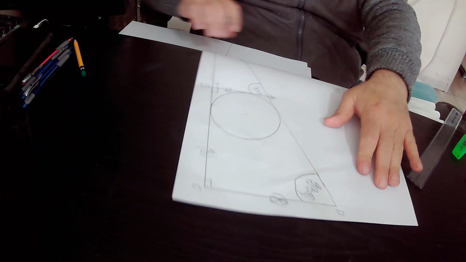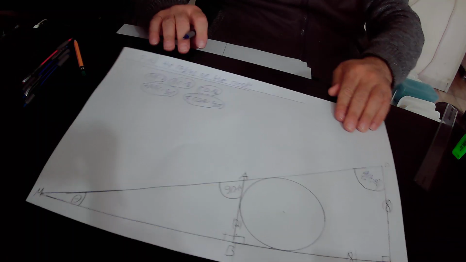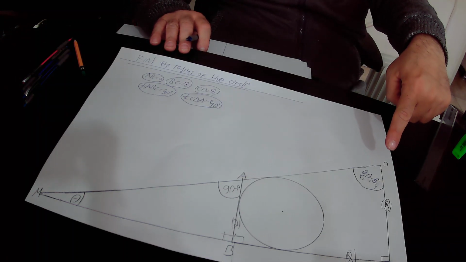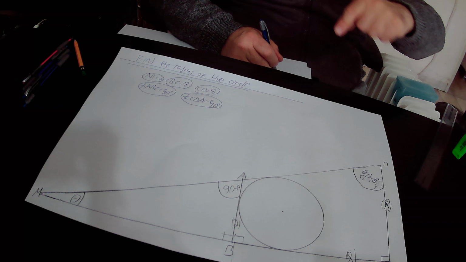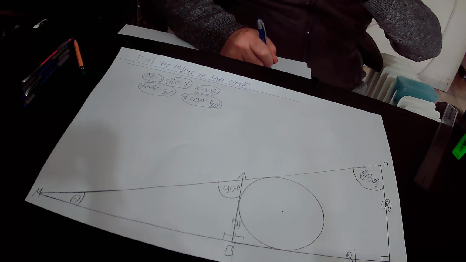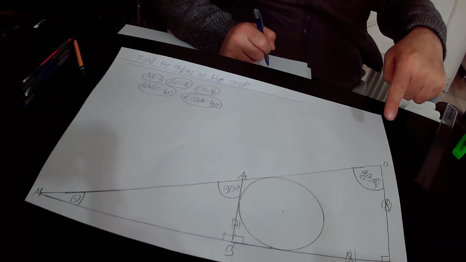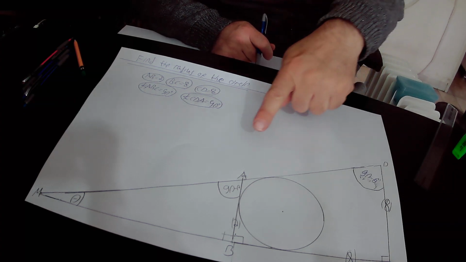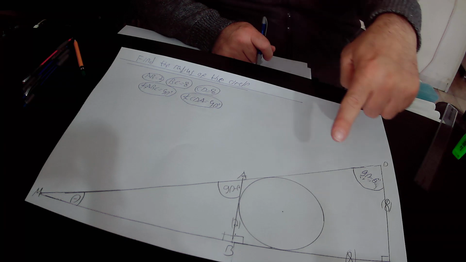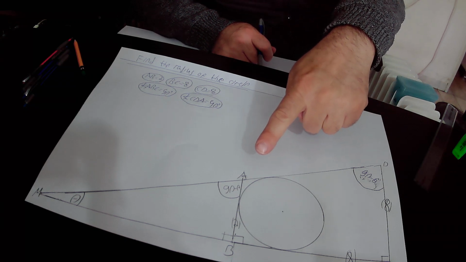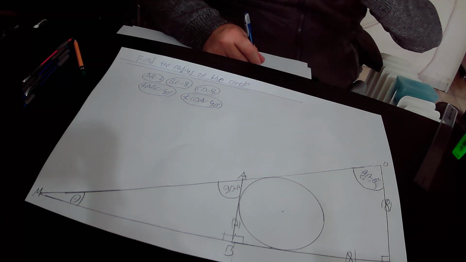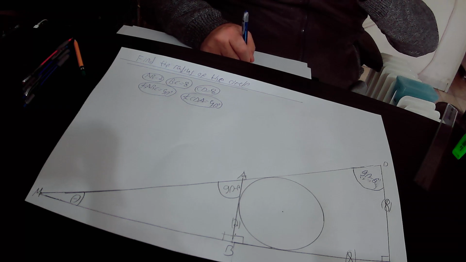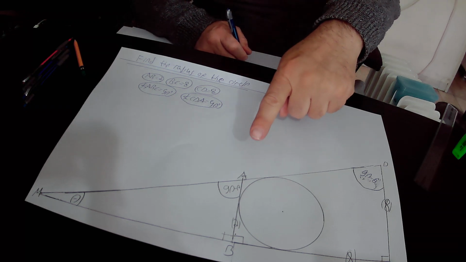So I write it down. This is angle MDC in the big right triangle DCM, and it is equal to this angle, which is actually angle MAB in the small right triangle MBA.